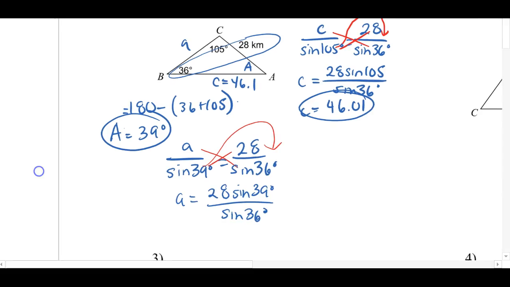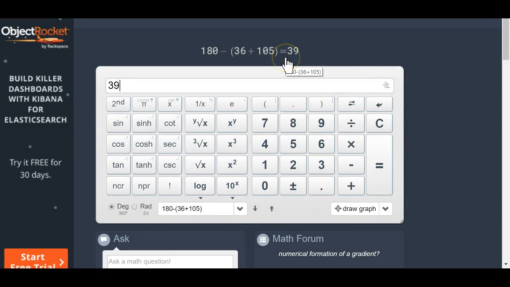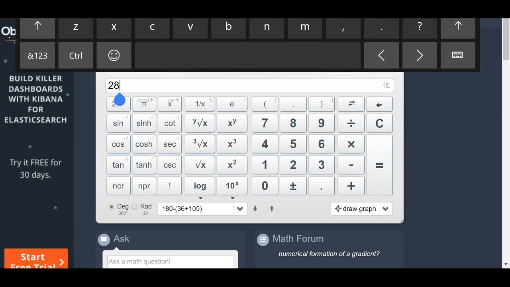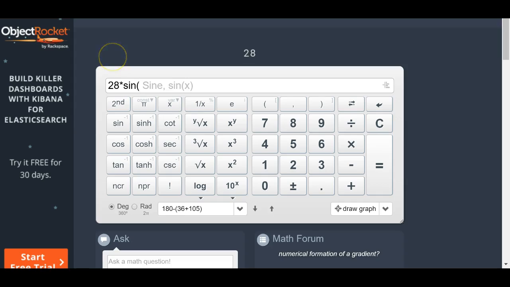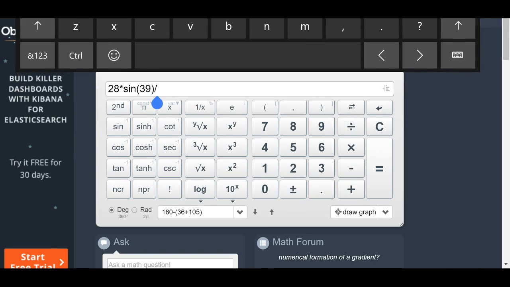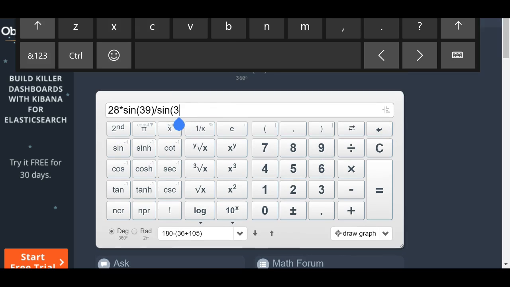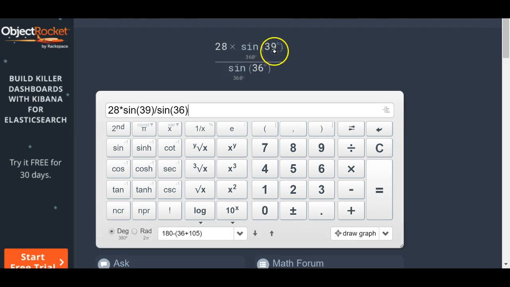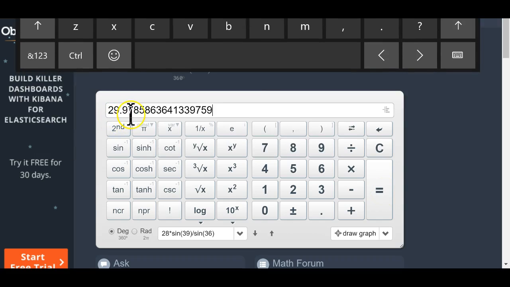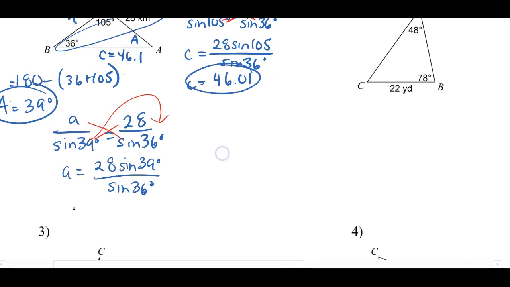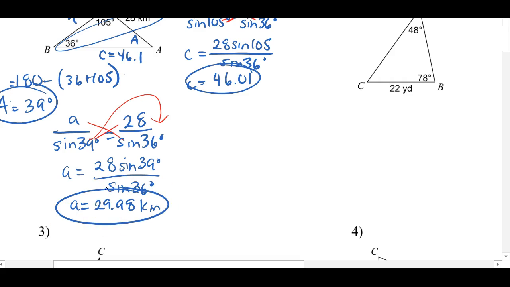Now let's do that on the calculator. Clear that. 28 times the sine of 39 divided by the sine of 36. Oops, not 39, 36. Just to double check, I make sure I set it up right by looking at how it's laid out. It looks good. And so my answer is 29.97, but the 8 is going to make me round up 1, so 29.98. So A is equal to 29.98 kilometers. Remember, it's measured in kilometers. And we're done.